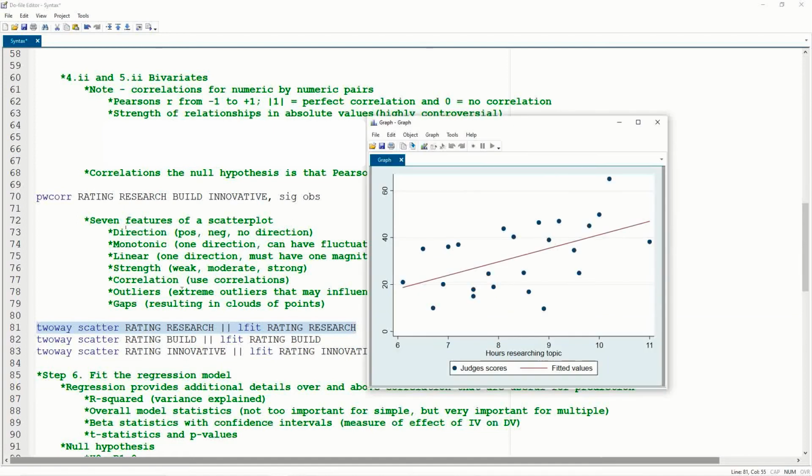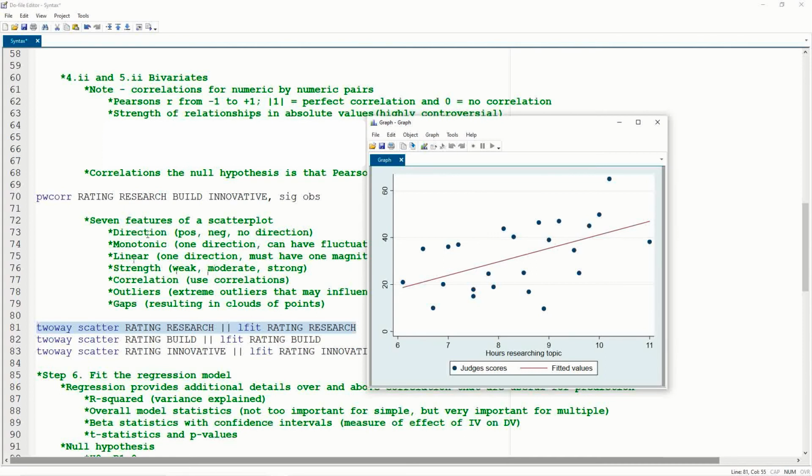So here I have the 7 different features of a scatter plot, and you should comment on these whenever you have a scatter plot. Let's look at the first, direction. Is it positive, negative, or is there no direction? Looking at the relationship, I can see hours of researching down here, and then the judges' scores goes up the side here on my y-axis. And what I notice is that as hours of researching increase, so does the judges' score. So there is a positive relationship here. And this was reflected in our correlation matrix.